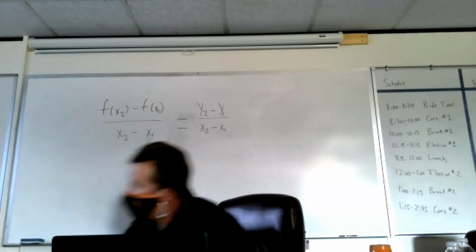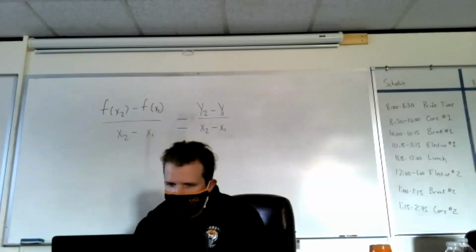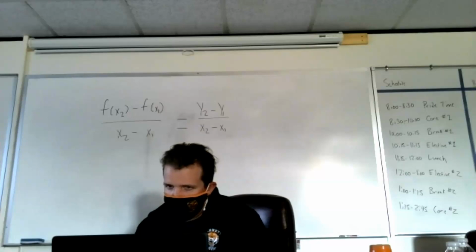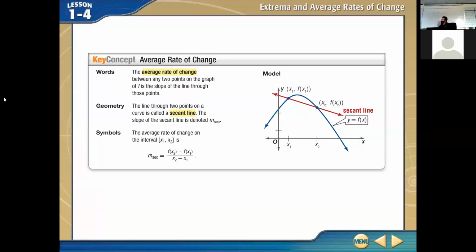So when they're asking for average rate of change, it's nothing too difficult. It's nothing that we haven't done before. And then they'll ask for speed, which is still just finding the slope. Speed by any other definition is distance divided by time. So like miles per hour, feet per second. But it's all slope. Average rate of change is all slope. So we have a secant line.